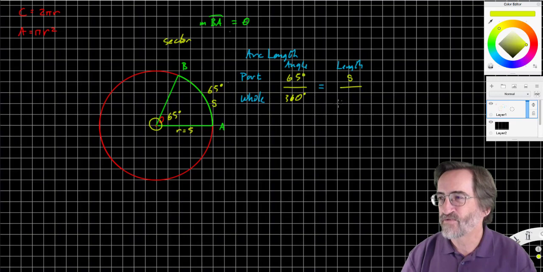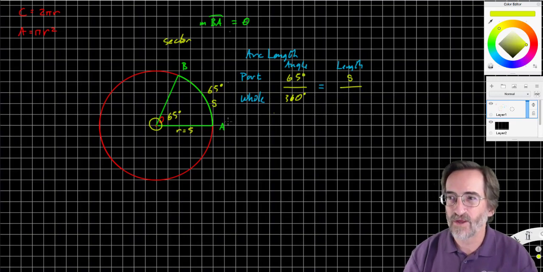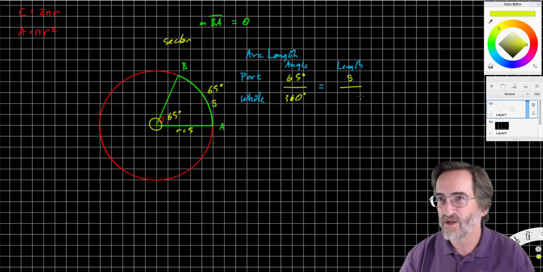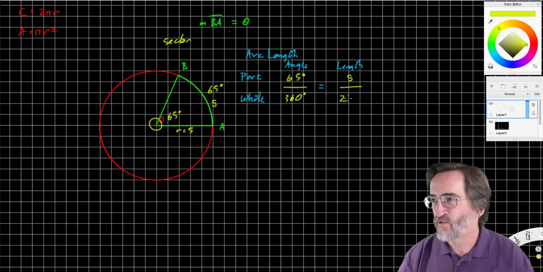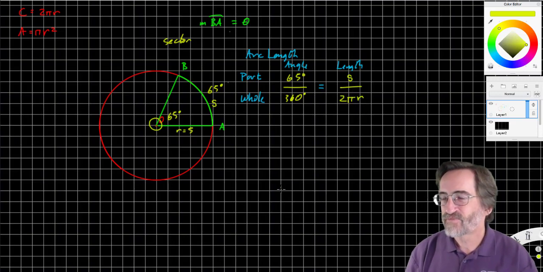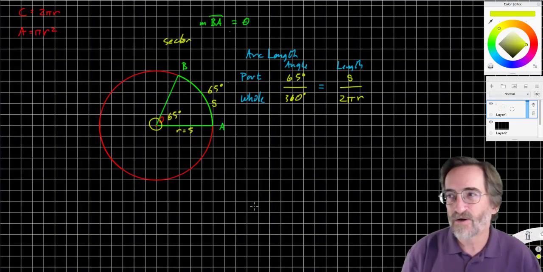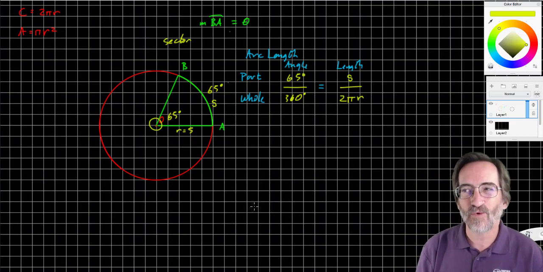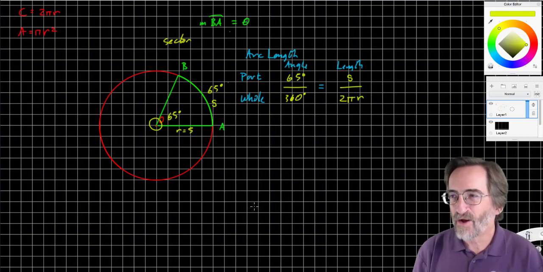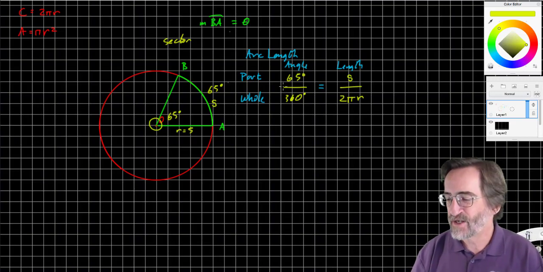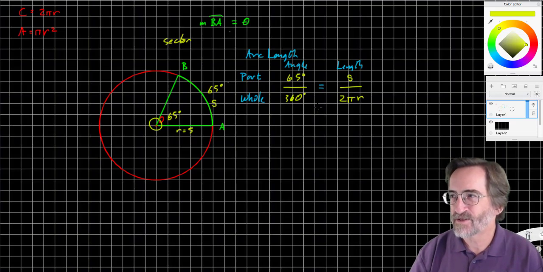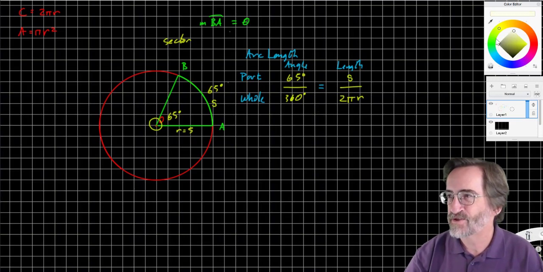So arc length divided by the total arc length of a full circle. If we went all the way around the circle, the whole circle, well, that is, according to the formula, 2 pi r. And there it is. That's the key to finding the arc length, setting up this proportion. Now, there are ways to simplify it, but I prefer this way because it's the simplest to explain and understand.